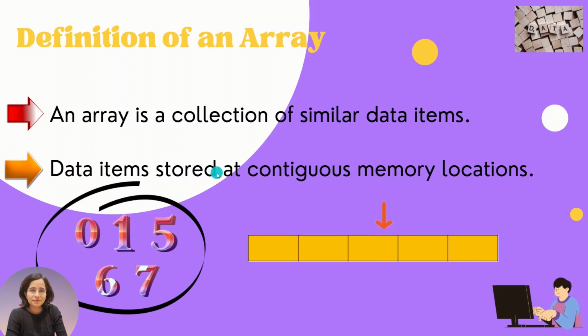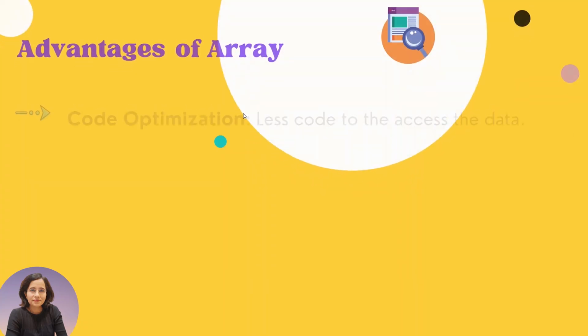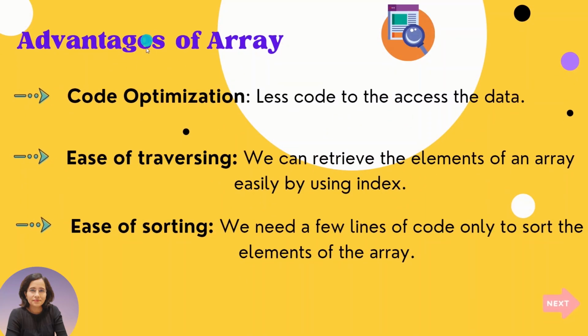The data items are stored at contiguous memory locations. Contiguous memory locations means we will get the memory blocks one after another, or we can say in a sequential order. So let's discuss the advantages of an array.